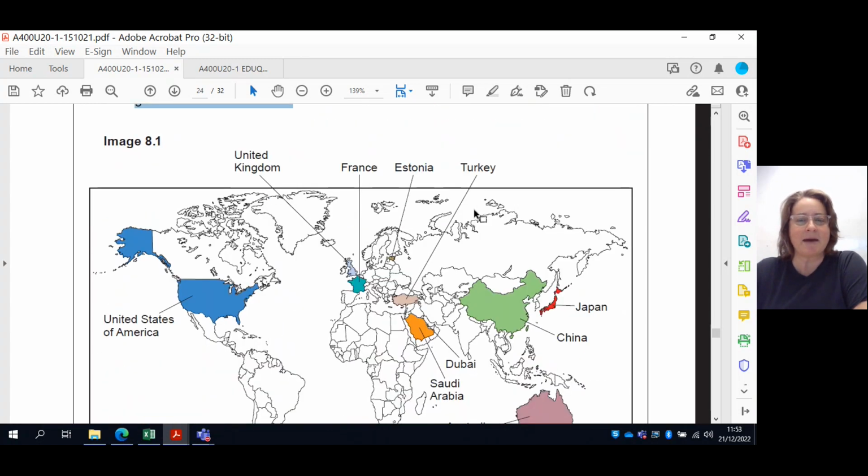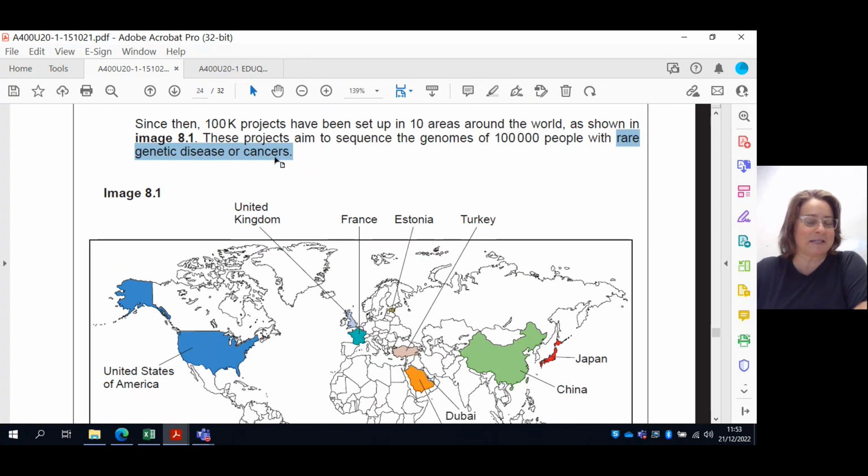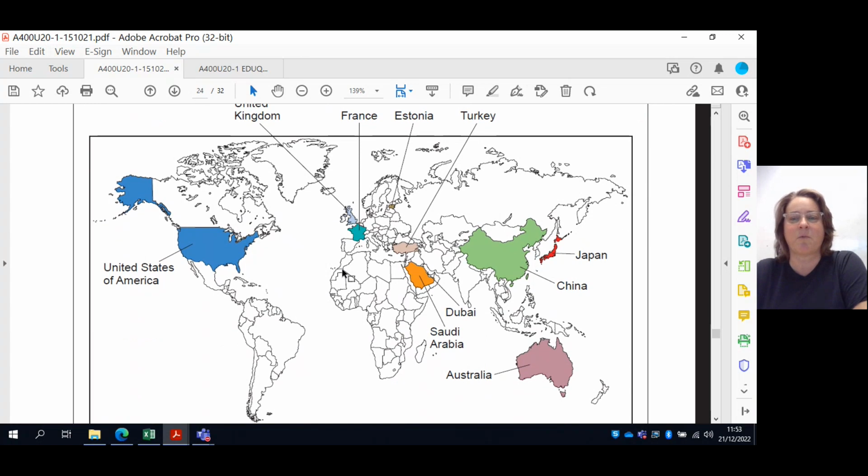Now, it gives you a map of where in the world these rare genetic diseases and cancers seem to be important enough to spend that amount of money to get those 100K projects going. Ours has been funded by the NHS, but it's a question of where, first of all, is the money available, and the map will kind of speak for itself, where the money is available and where it isn't. But also, where is that a priority compared to other research?